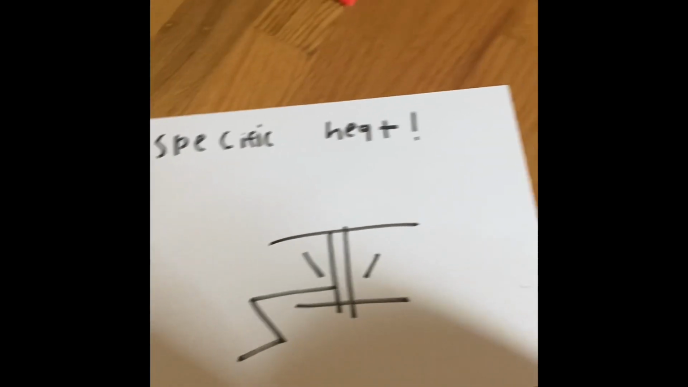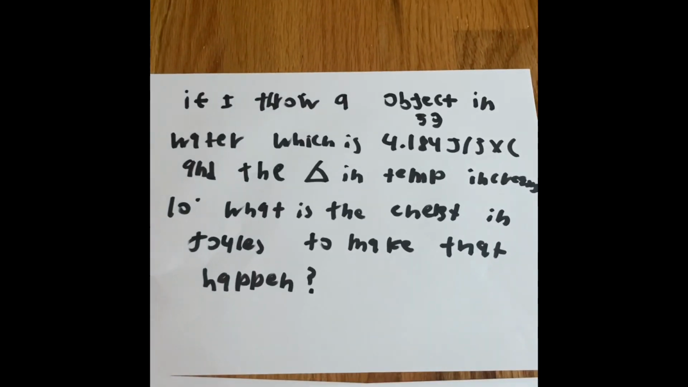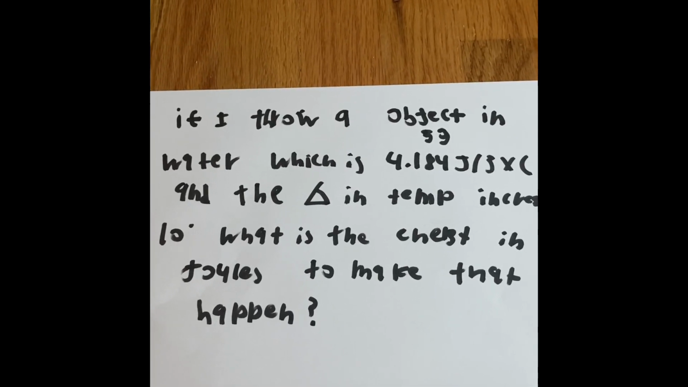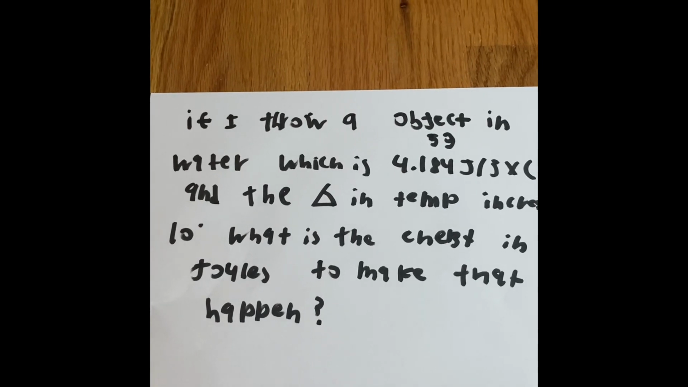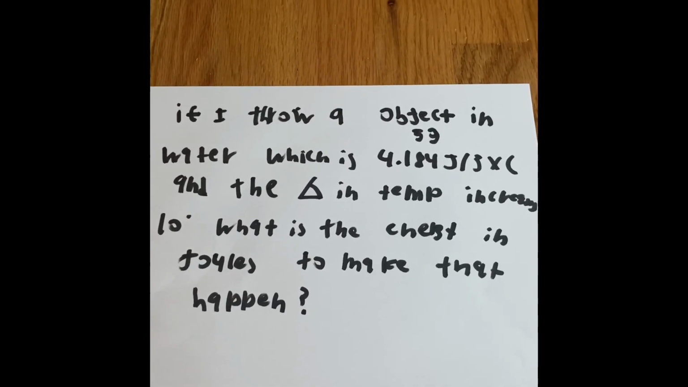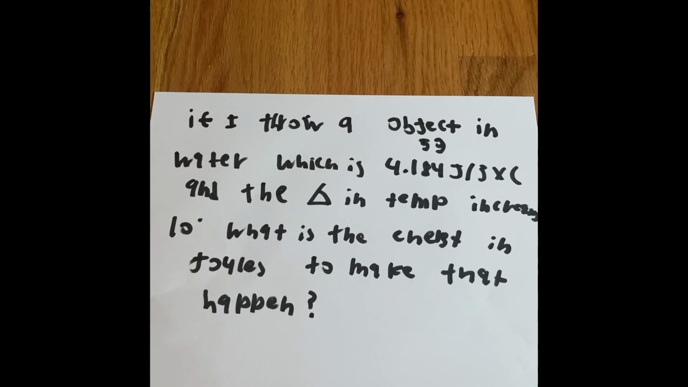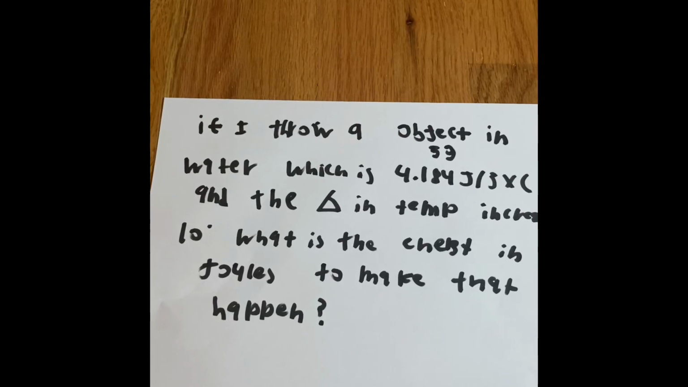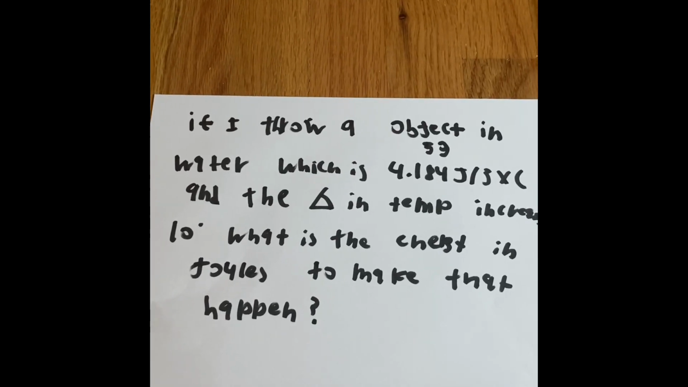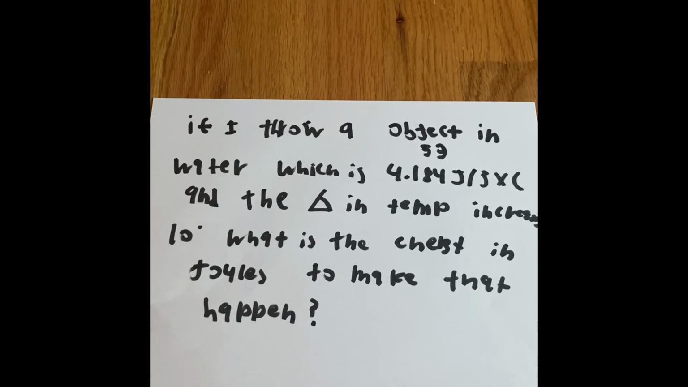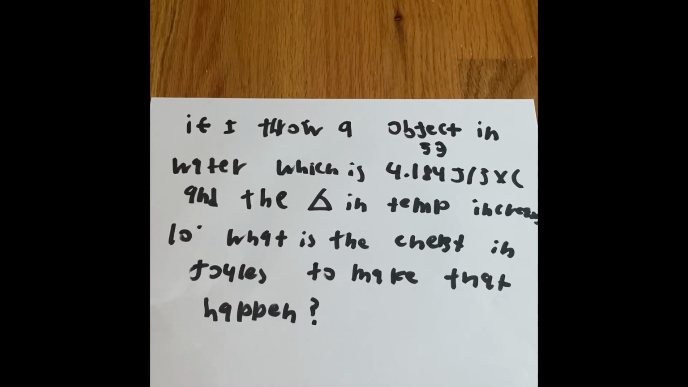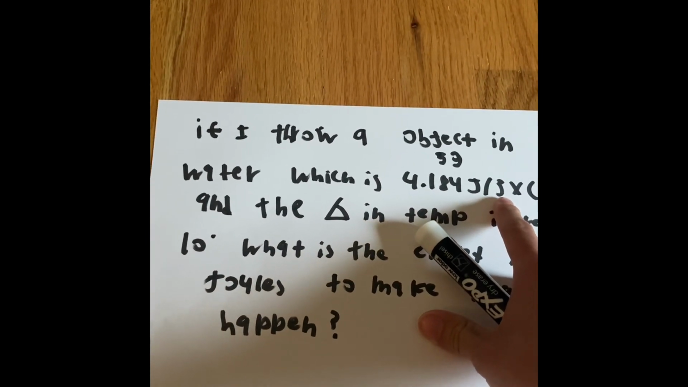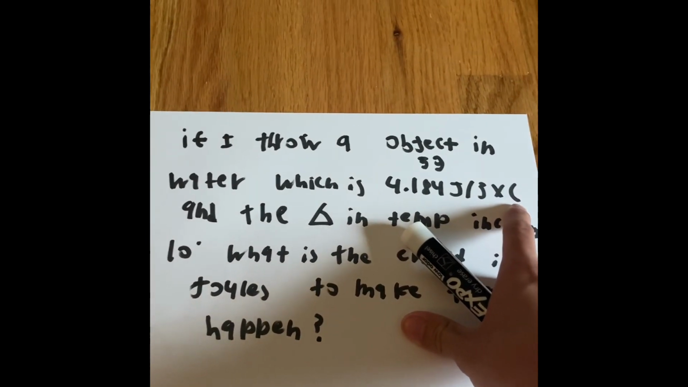Here's an example. If I throw an object in water, which is 4.184 joules per gram times Celsius, and the change in temperature increases by 10, what is the amount of energy in joules to make that happen? In the last video, we said that joules is a unit of energy, grams is a unit of mass, and Celsius can be a unit for temperature.